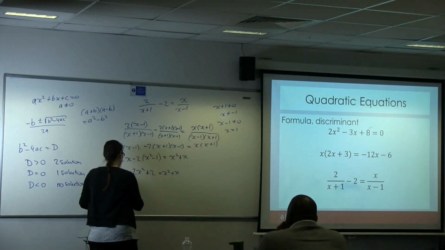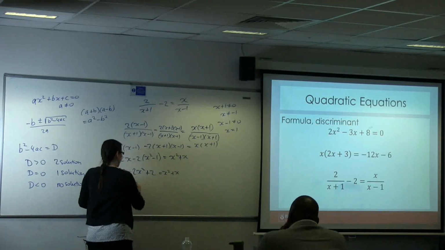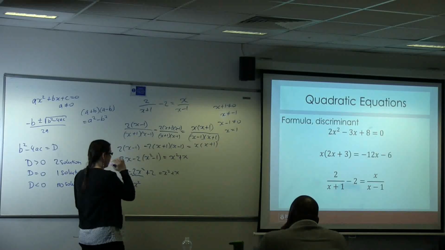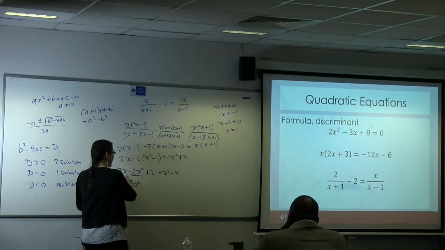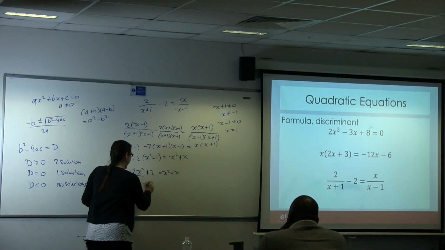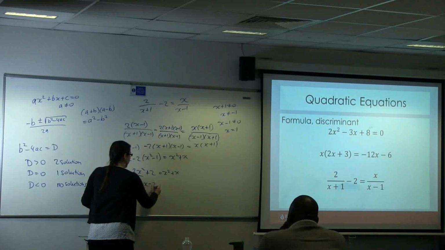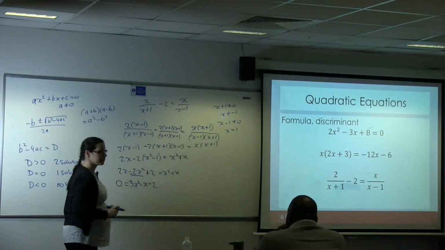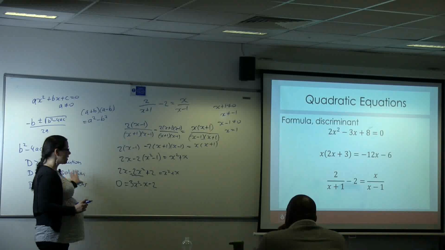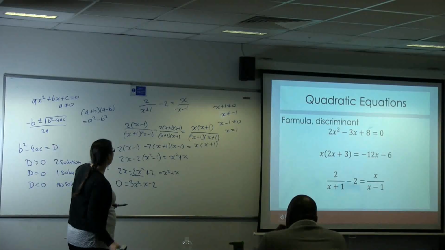So 0. Negative 2x squared goes to the other side, so altogether I'm going to end up with 3x squared. Then look at the x's. I've got 2x here, I have to remove that, so that would be negative 2x on the other side, and negative 2x and x makes negative x, and this is positive 2 here, so when it goes to the other side it would be negative 2. So that is now the standard form of the quadratic, and I can apply the formula.